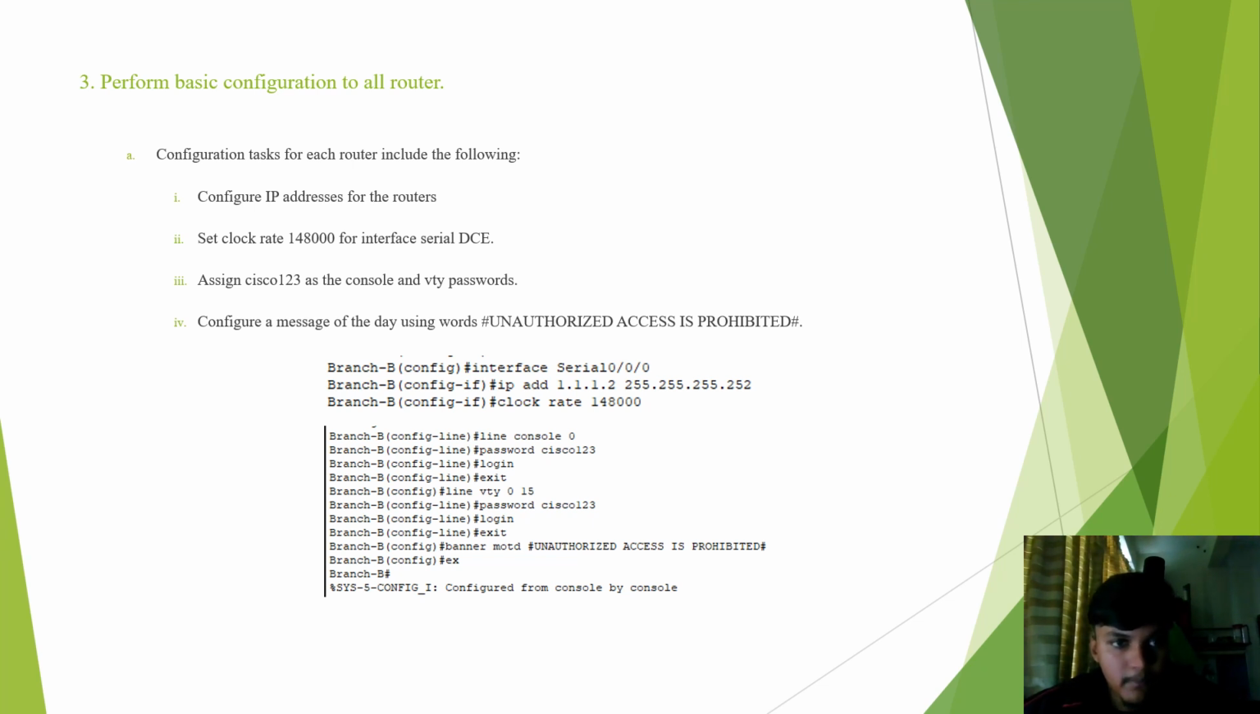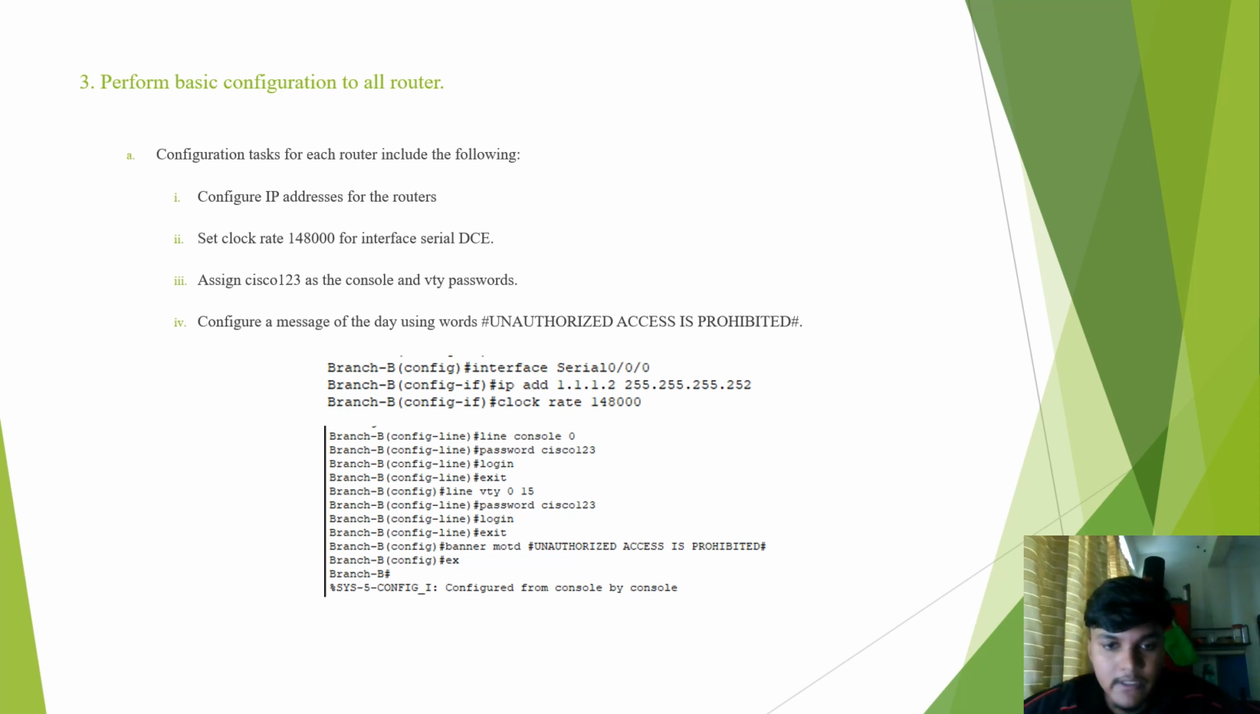So, perform basic configuration on all routers. Configuration tasks for each router include the following: configure the IP address for the router, set clock rate 128000 for interface serial DCE, assign Cisco as the console and VTY password, and configure a message of the day: unauthorized access is prohibited.